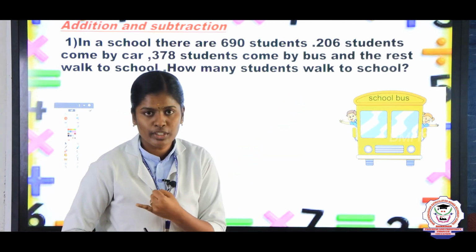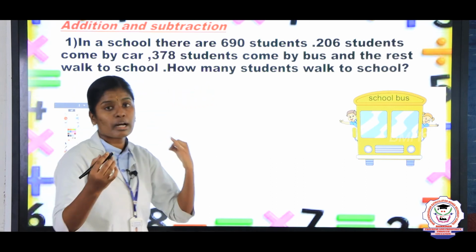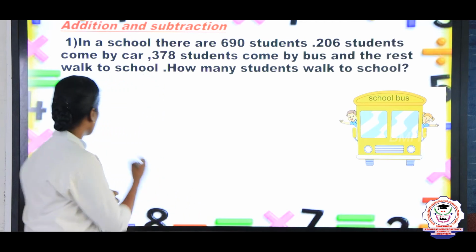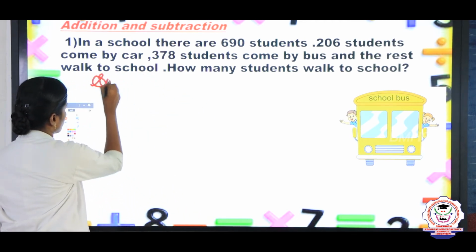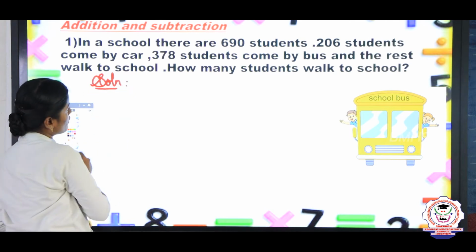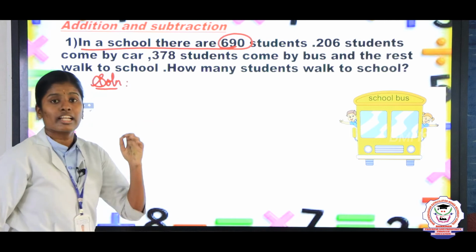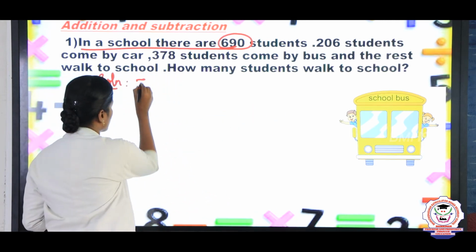So first we need to write the total number of students, and next we need to write the number of students who come by car and the number of students who come by bus. So listen here. Solution. So first one is, in a school there are 690 students. Write the total number of students equal to 690.